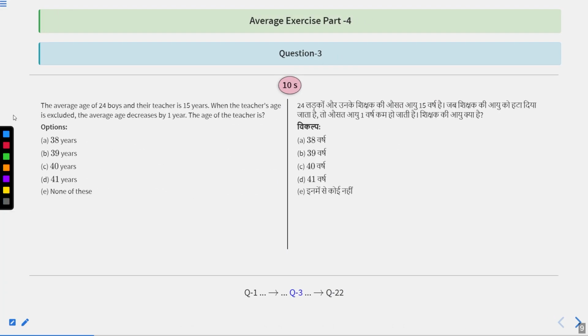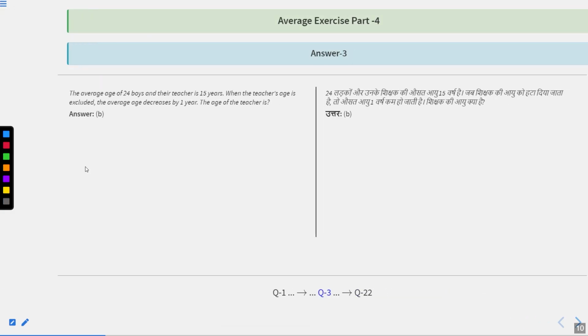The average age of 24 boys and their teacher is 15 years. When the teacher's age is excluded, the average age decreases by 1. The age of the teacher is? You have 5 options and 10 seconds to analyze the question. Your time starts now. Now time's up. Let's see the solution.